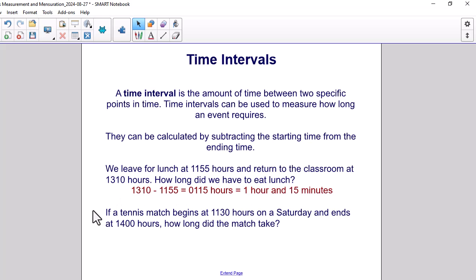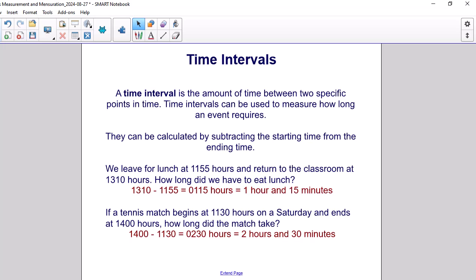Now let's turn our attention to the second example. If a tennis match begins at 11:30 hours on Saturday and ends at 1400 hours, how long did the match take? Again, the starting time is 11:30 hours. The ending time is 1400 hours. And to calculate the time interval, you subtract the starting time from the ending time. Here's the setup.